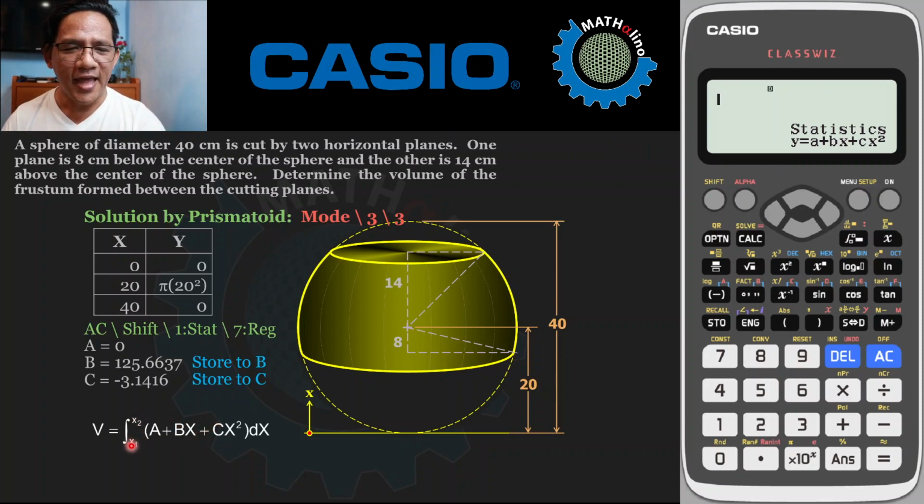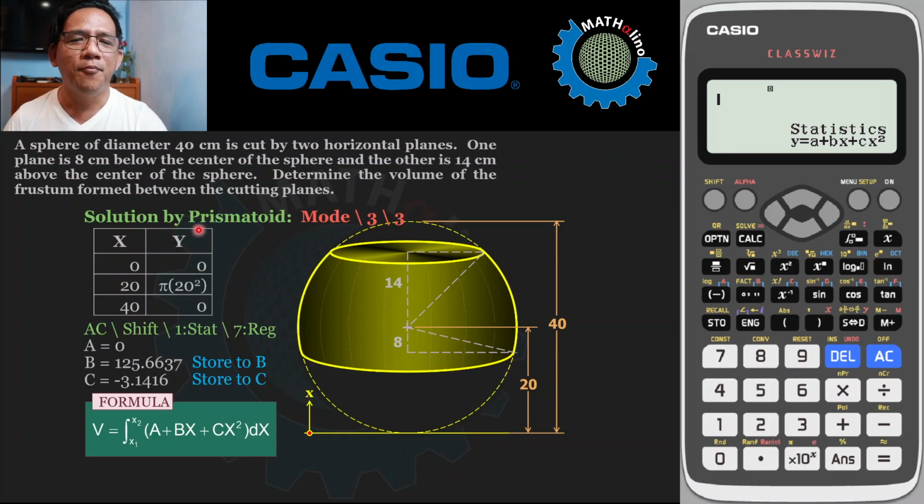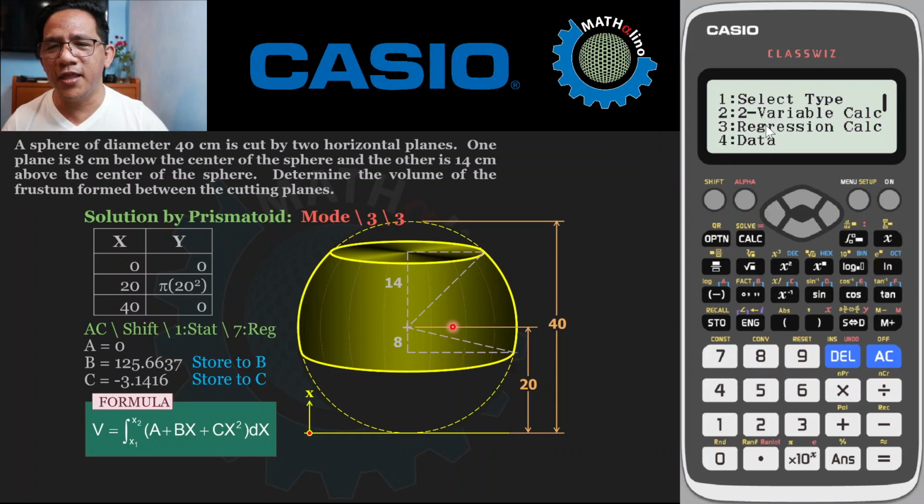The integral of A plus Bx plus Cx squared, dx, with limits from x1 to x2. That is the volume of the prismatoid. That is the general prismatoid. What are those A, B, and C? How do we get those A, B, and C? Just go to option and you can find that from regression number 3.